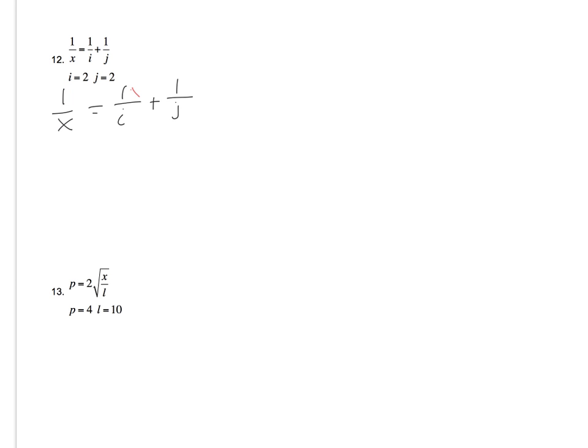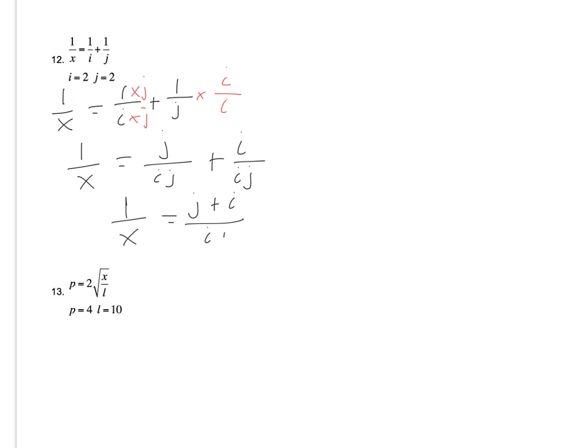So I'm going to multiply this fraction here by j over j, and I'm going to multiply this fraction here by i over i, and what I'm going to get now is that 1 over x is equal to j over ij plus i over ij, which now has the same denominator, and so I can add them, so I get that 1 over x equals j plus i over ij, and now I can cross multiply, okay?